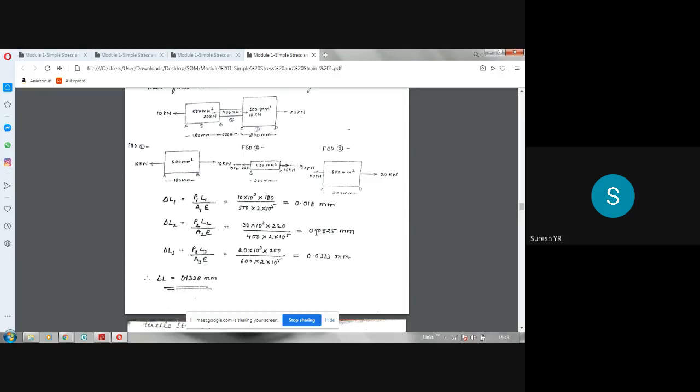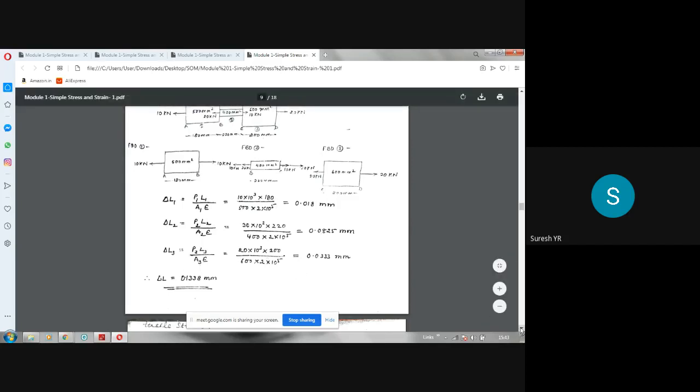So in this case, all the three are positive. Therefore, you have to add. Suppose if one of them is negative, then you have to subtract. Suppose if this delta L3 is negative, then this is plus this minus this. Like that you have to take. That is the total deformation. In this case, since all are positive, we have to just add all of them.